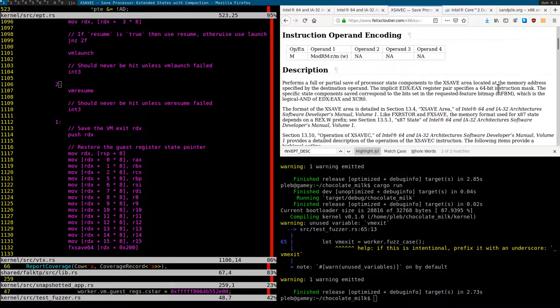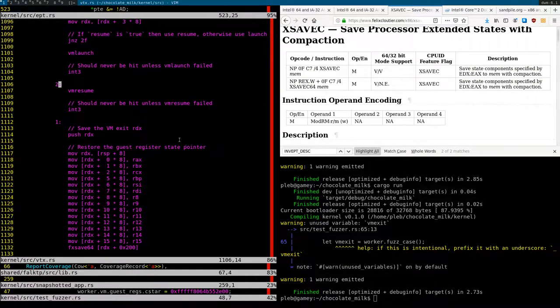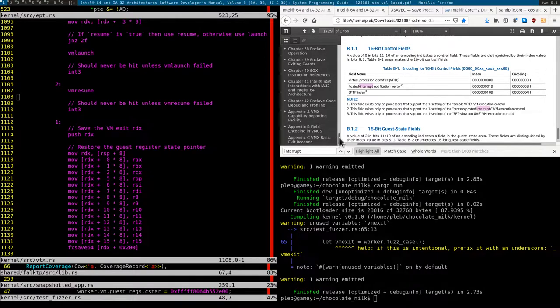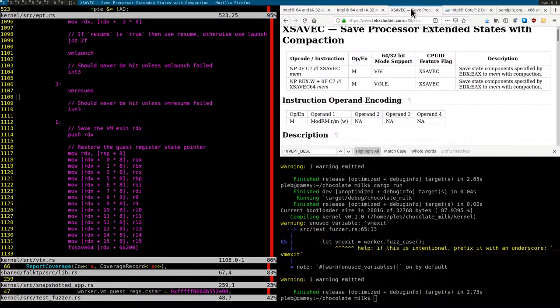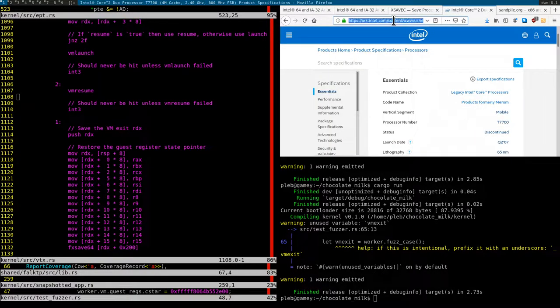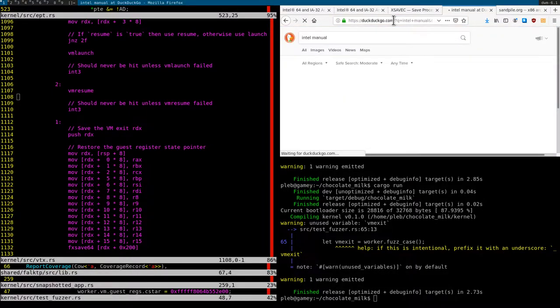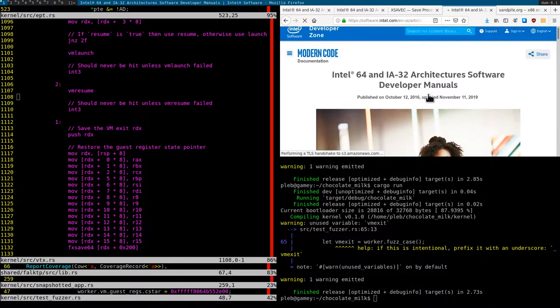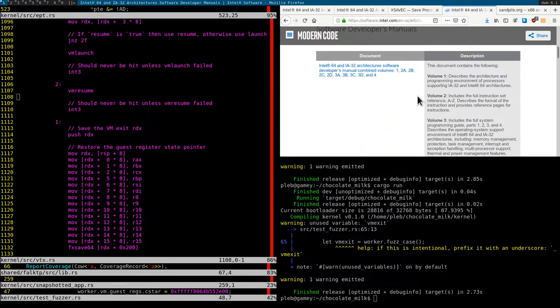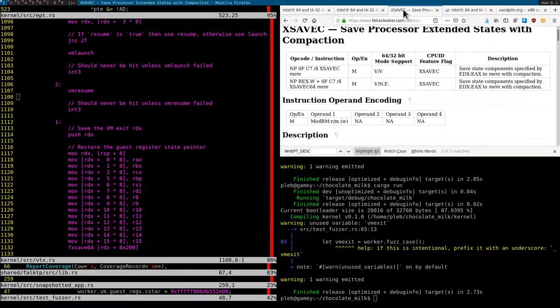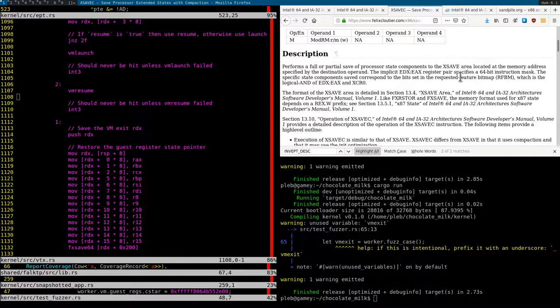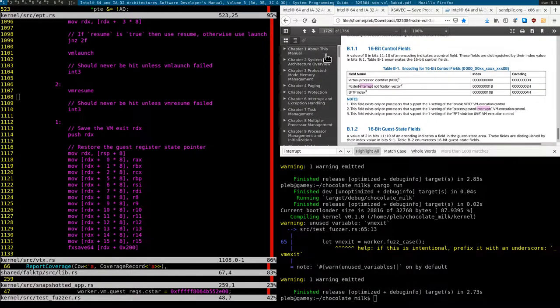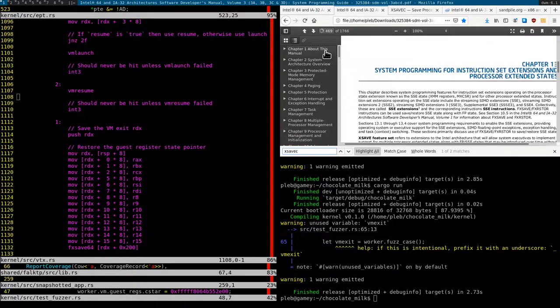Because xsave is actually backwards compatible with the fxsave. Xsave starts with the xsave header. This is actually in the Intel manual. This is not in the systems manual, I don't think. I think this one is in the normal software developer manual. Actually, xsave c I think is kernel level only, and so is xsave opt. I think xsave you can do in userland, but the rest you cannot. Xsave c.